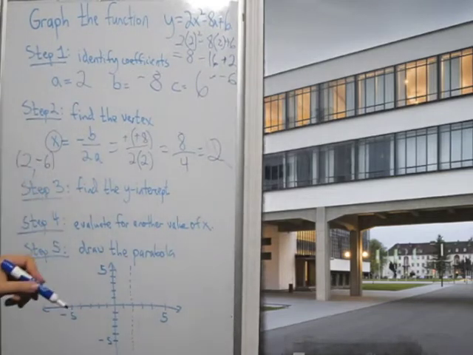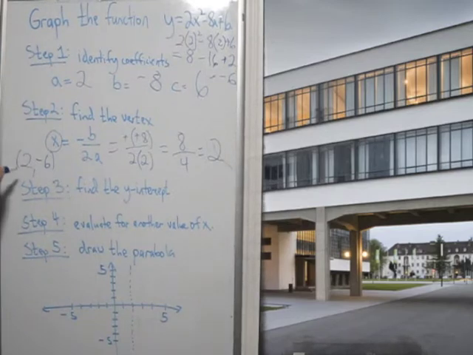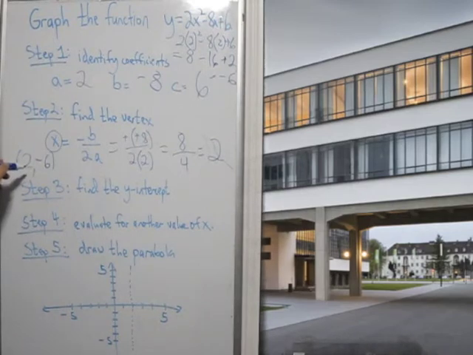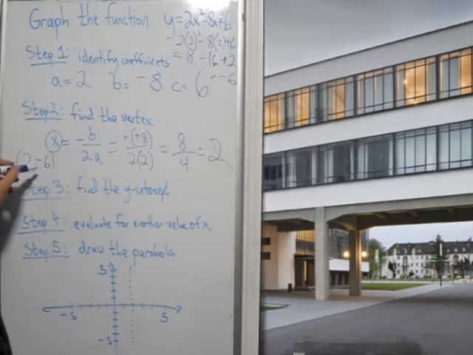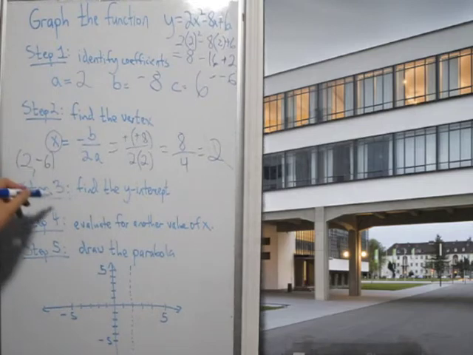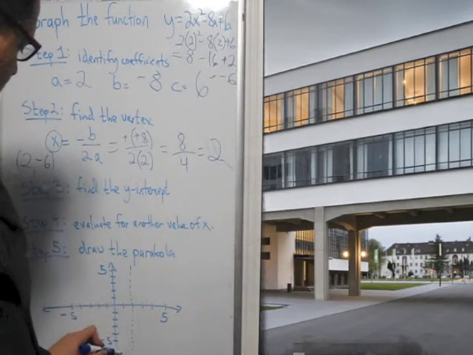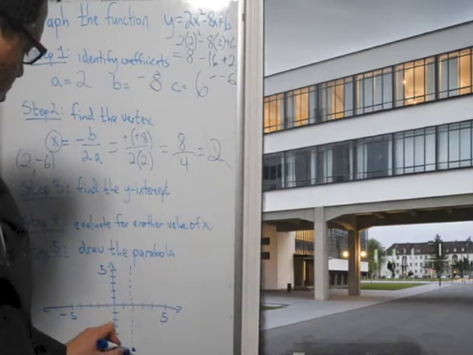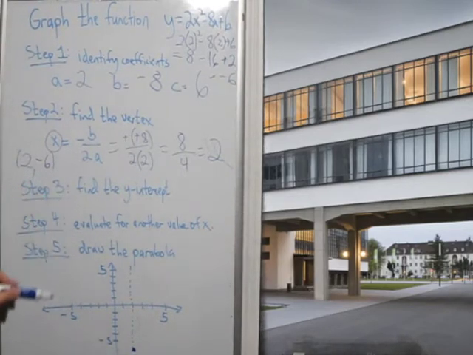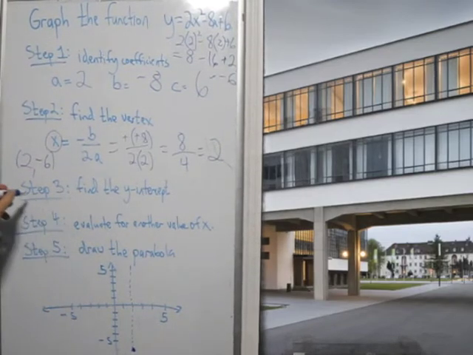From here, I can figure out the vertex now. The coordinates of the vertex are (2, -6). So when x is 2, y is -6, which is down here. I need only know whether I open up or down now, right? Before I do that, I've got to do step 3.